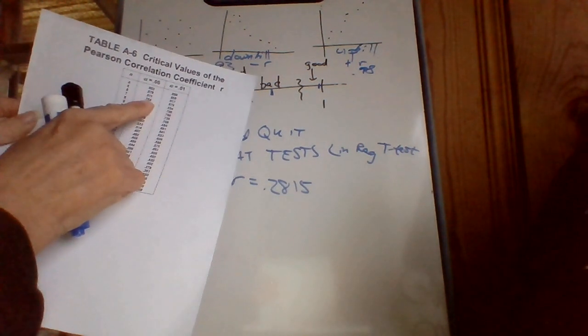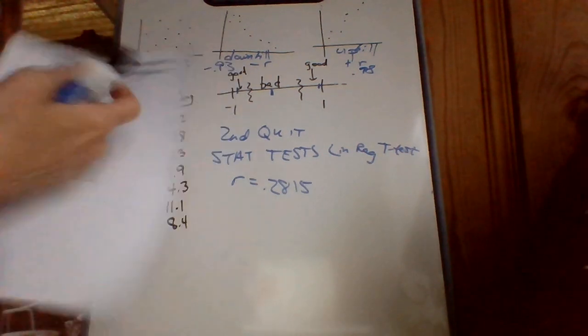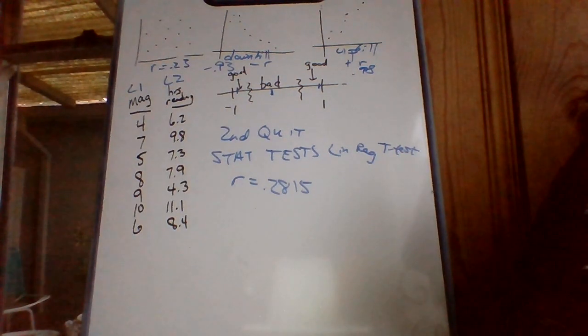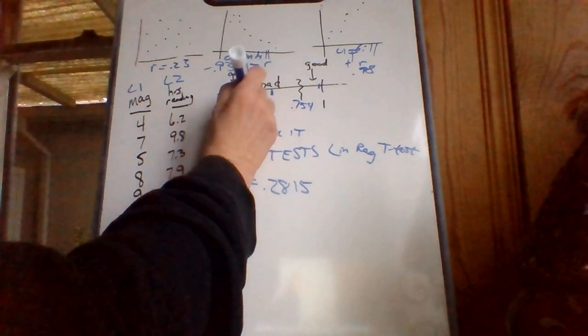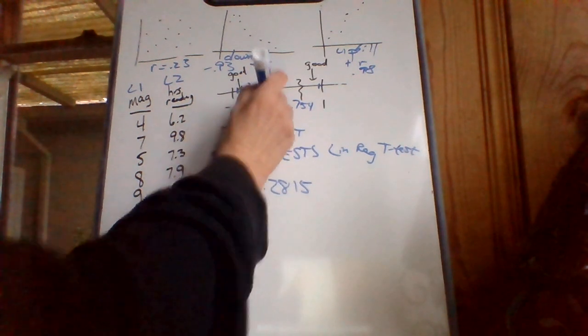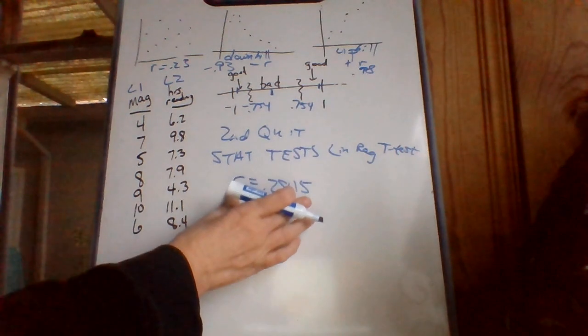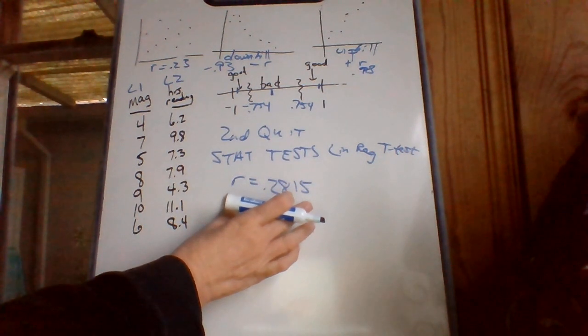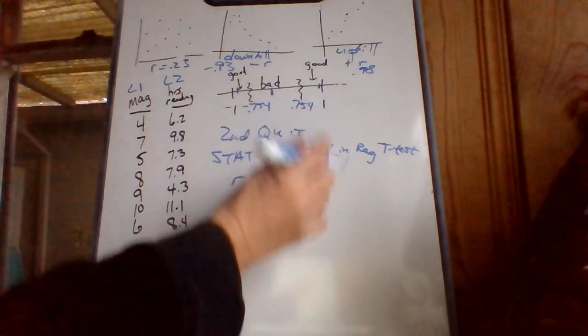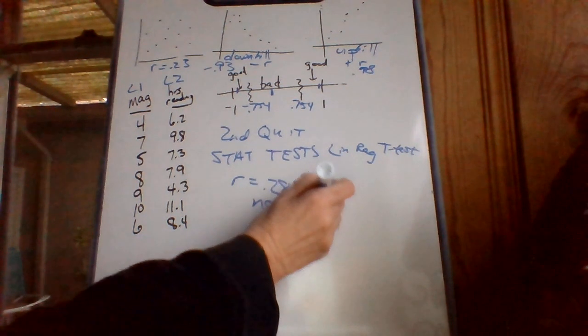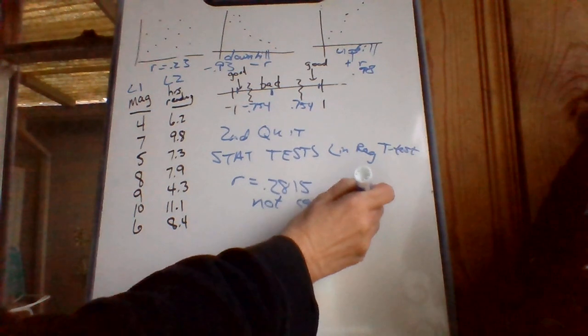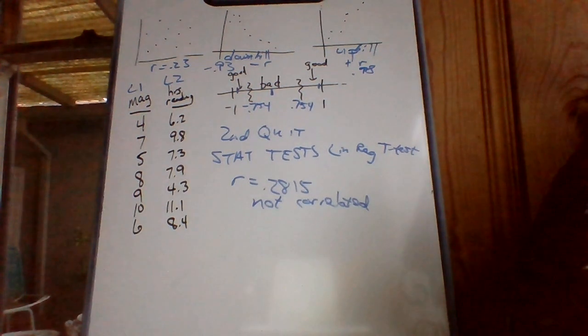So 7, 0.754. Okay. There's 0.754 right there. There's negative 0.754 right there. And 0.2815 is definitely in the bad zone. Okay, so not correlated, because it's in the bad zone.